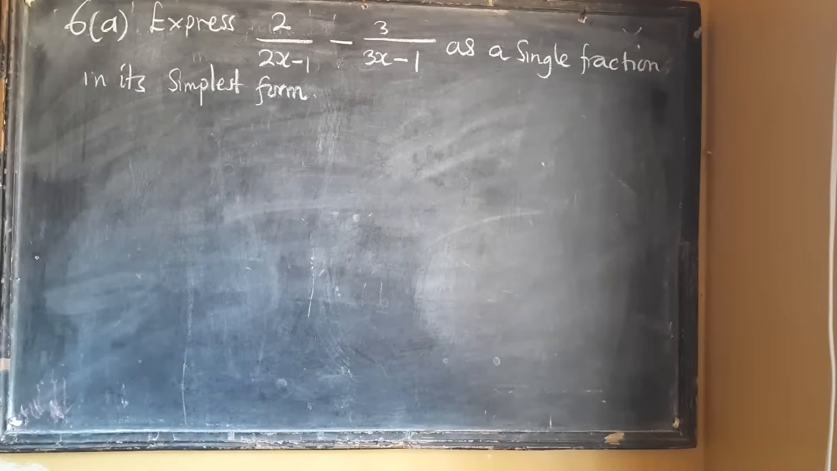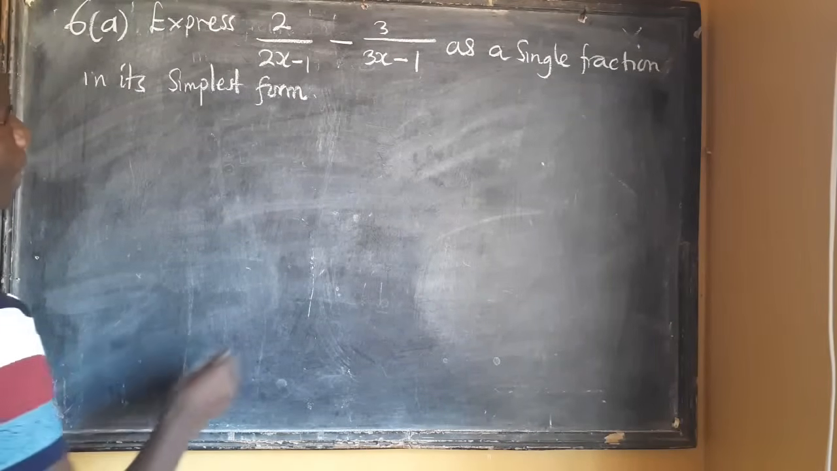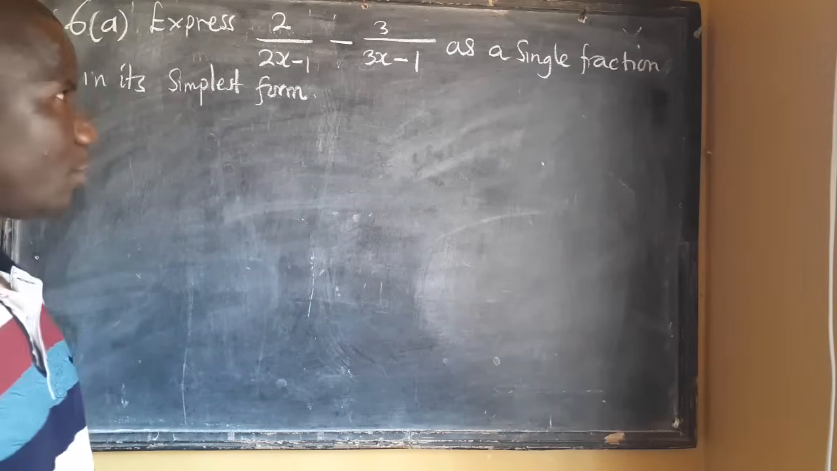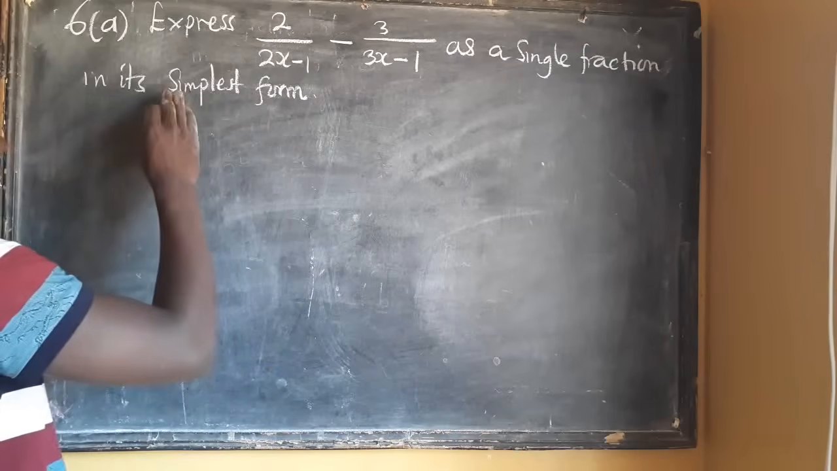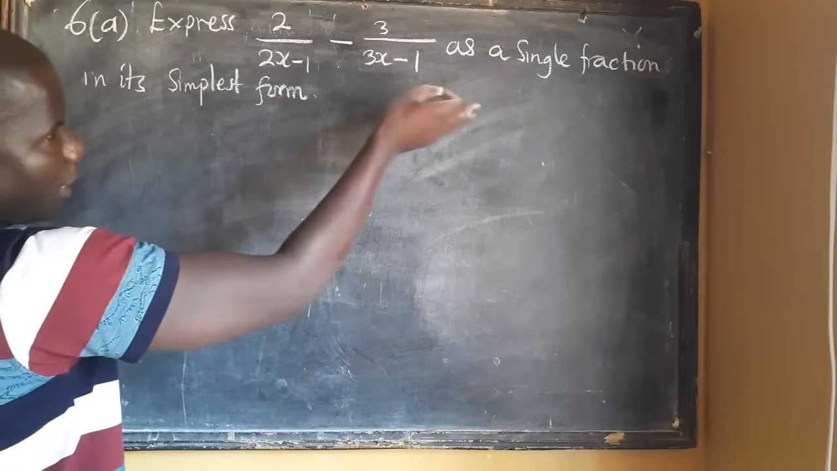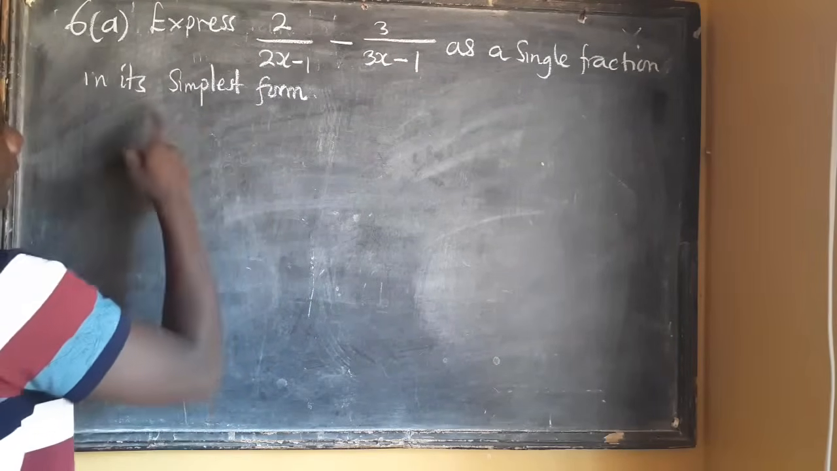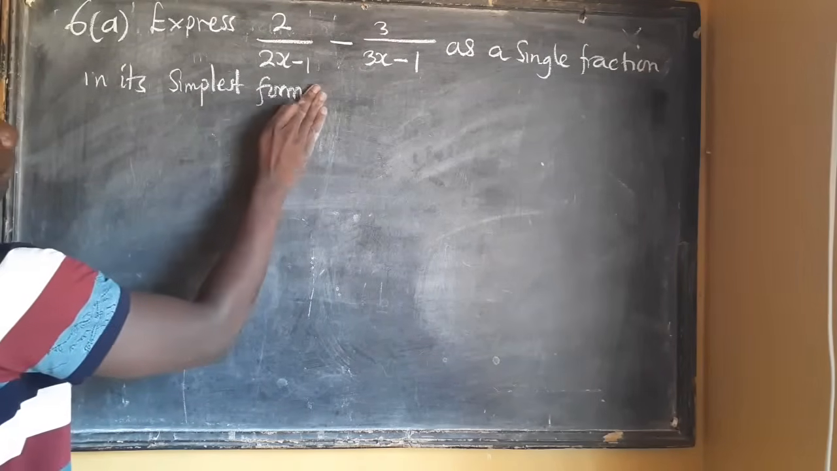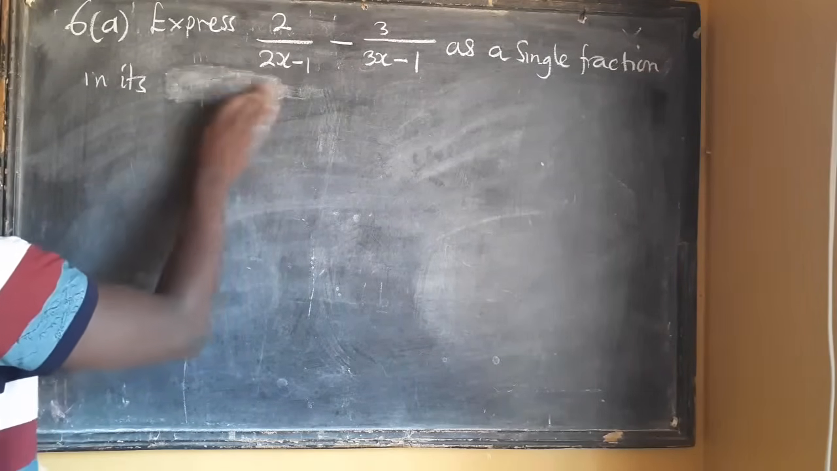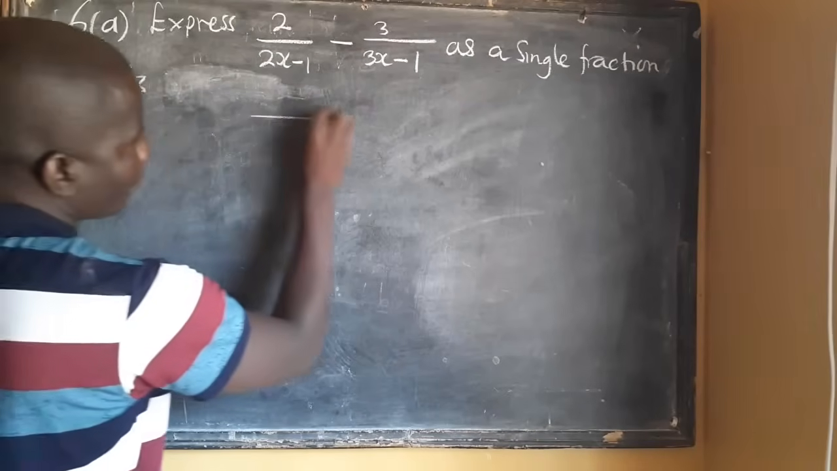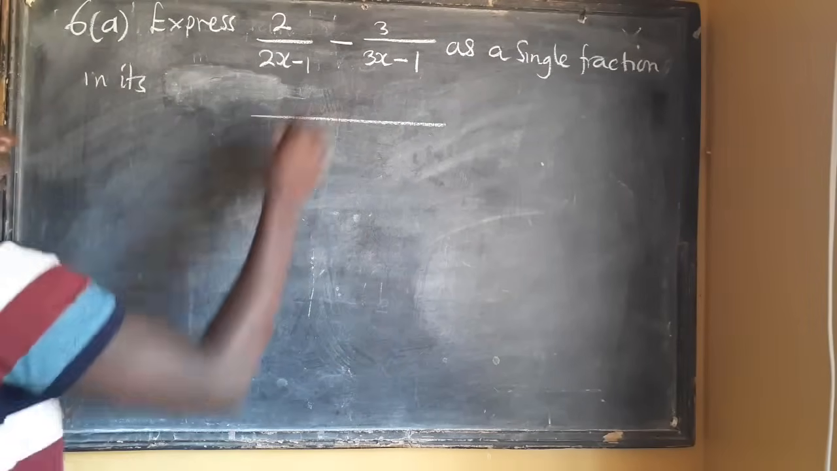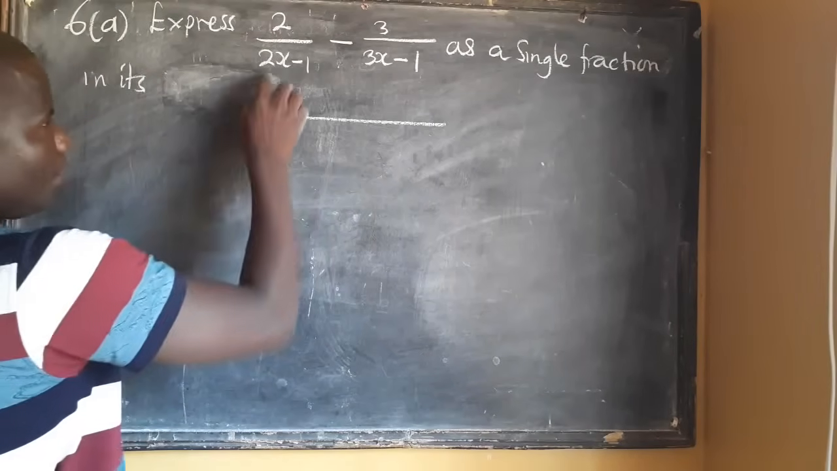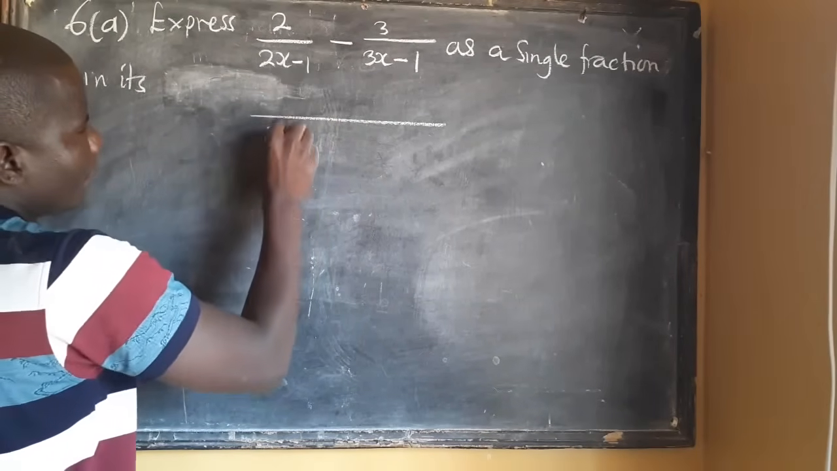So we look at this question now. This is from algebra. It's one of the simplest questions in paper 2. We have to express this one as a single fraction in its simplest form. Take note of this part that I've erased. First of all, we need to get our lowest common multiple, which is a composition of these two factors.